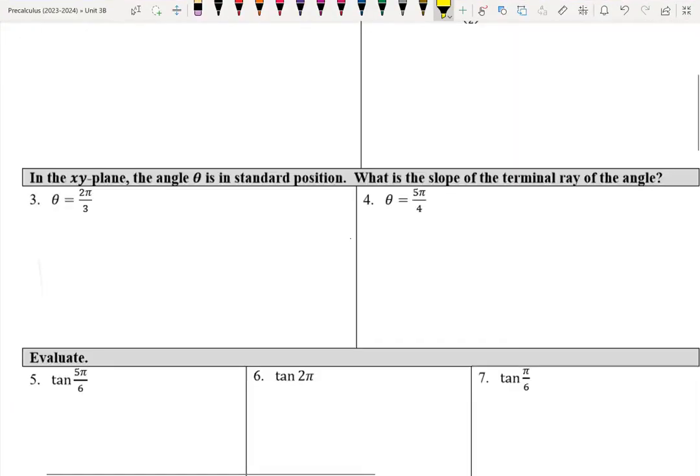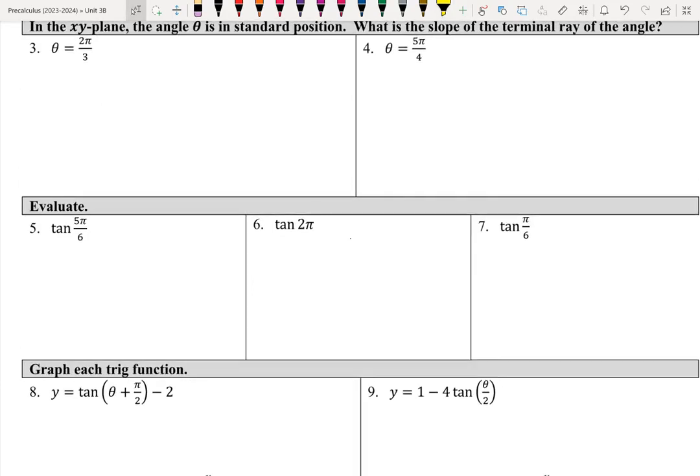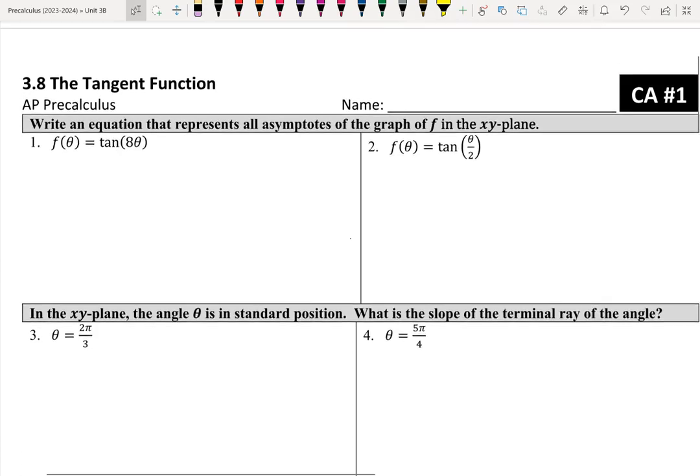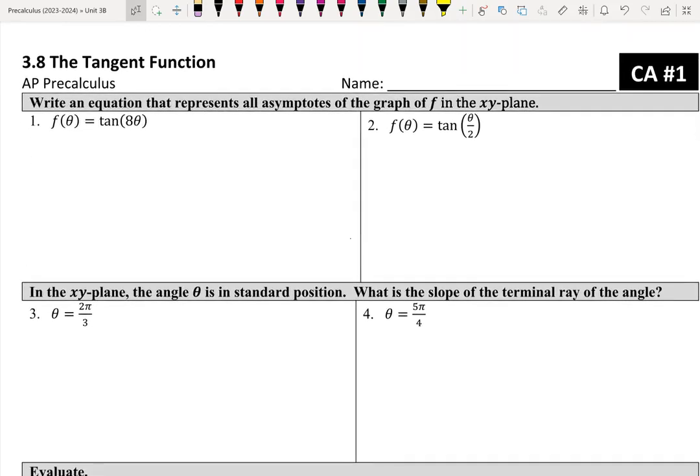Okay? And then 5 through 7, they're asking for tangent as well, and then you're graphing. So it's all stuff that we've seen from yesterday and today.